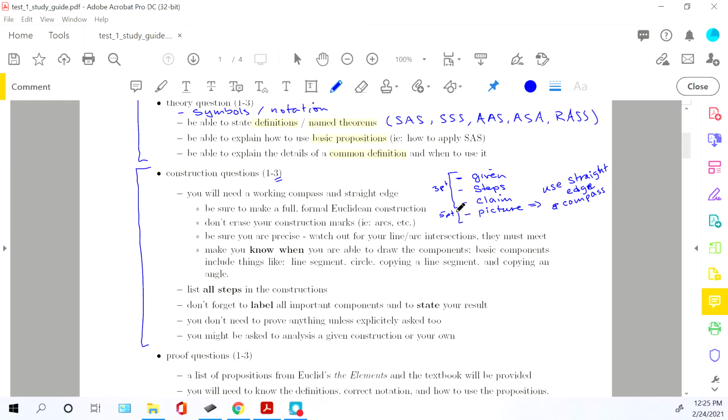So notice here the main goal is getting to that picture correctly drawn with your straight edge and compass, and then did you actually get the picture you cared about? Okay, so key things to remember. You want to make sure that when you're drawing this thing, you have a fully formal and correct Euclidean construction. The formal Euclidean construction refers to only using the straight edge and compass.